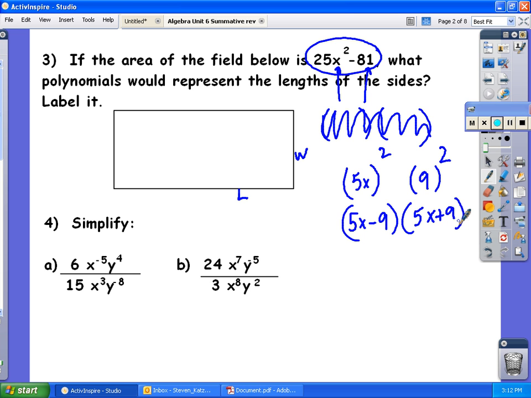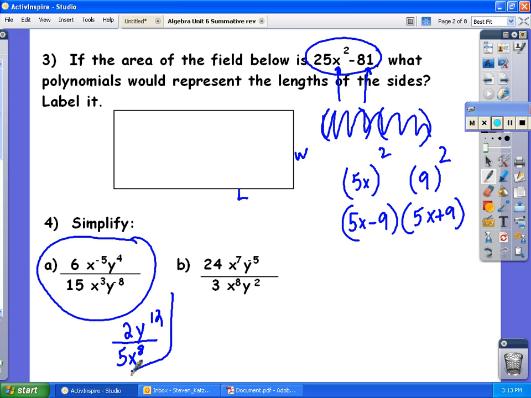Number 4, it says simplify. So this is from chapter 8. It's dividing monomials. So I'm going to divide the numbers, but 6 divided by 15 is a fraction. So I'm just going to simply reduce it by dividing by 3 and make it 2 over 5. And then x to the negative 5th divided by x to the 3rd would be negative 5 minus 3, which would be x to the negative 8th, which goes to the bottom as the denominator, x to the 8th. And y to the 4th divided by y to the negative 8th would be 4 minus the negative 8, which actually would be y to the positive 12, so it stays at the top. And there's my final answer.